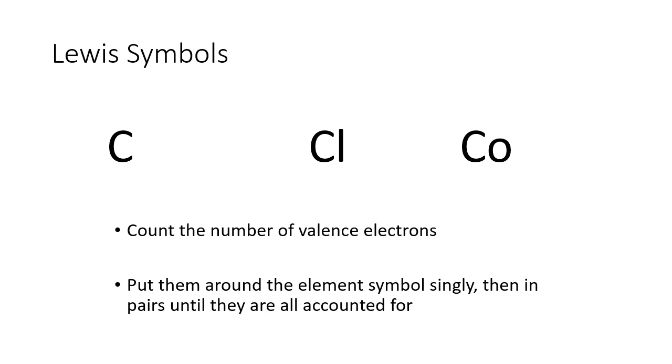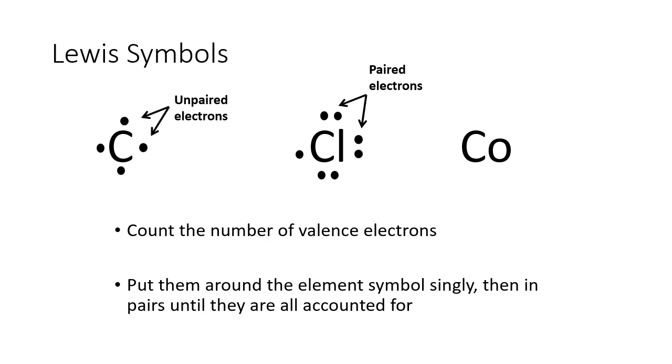So we'll start with carbon. Carbon has 4 valence electrons. So we go top, right, bottom, left. So we have all 4 represented. These electrons are considered unpaired. We'll do chlorine next. So chlorine has 7 valence electrons. We go around and we add them all on. We have 3 sets of paired electrons and 1 unpaired electron on chlorine.